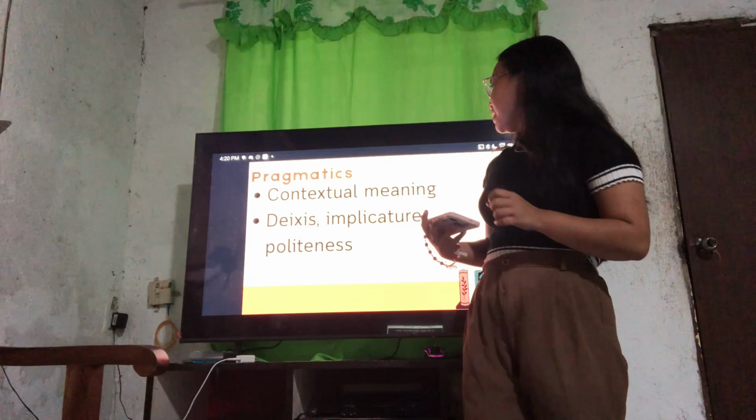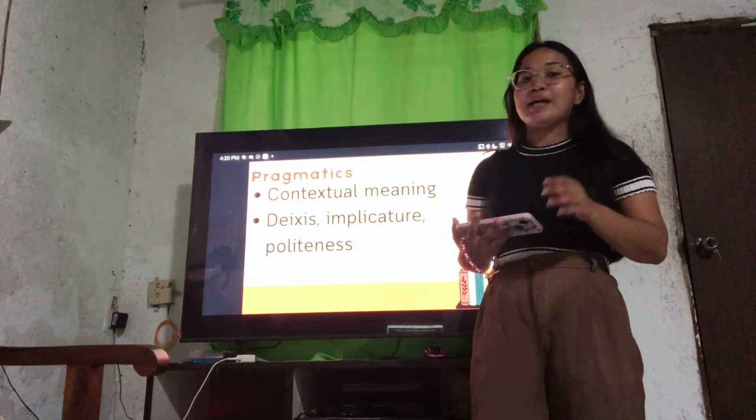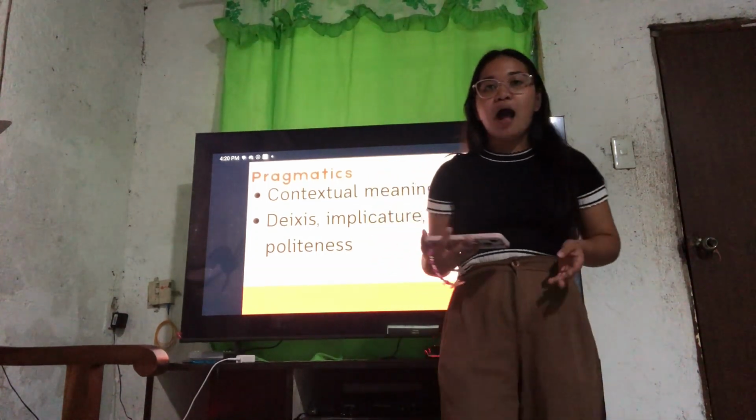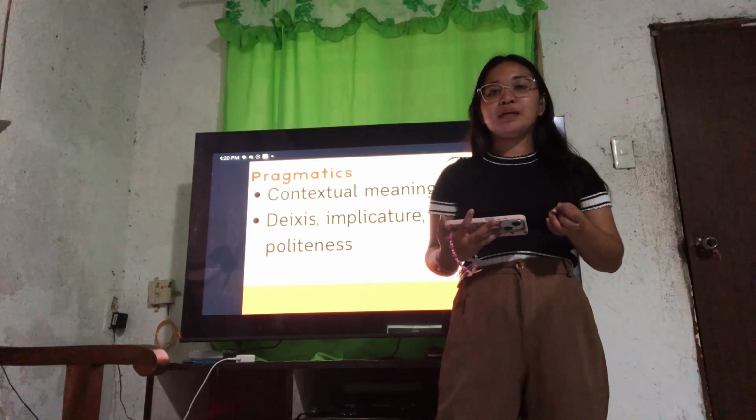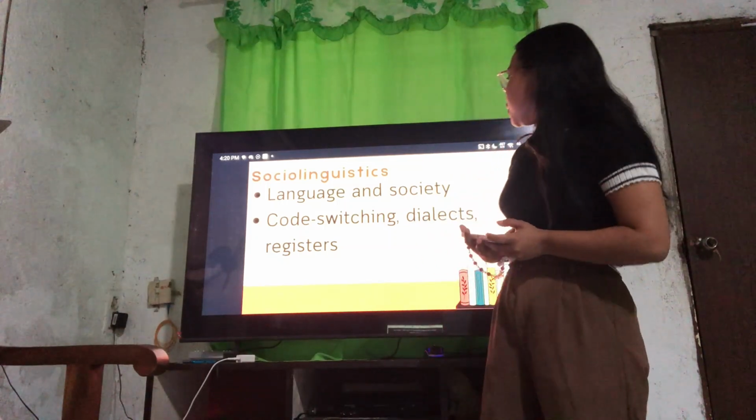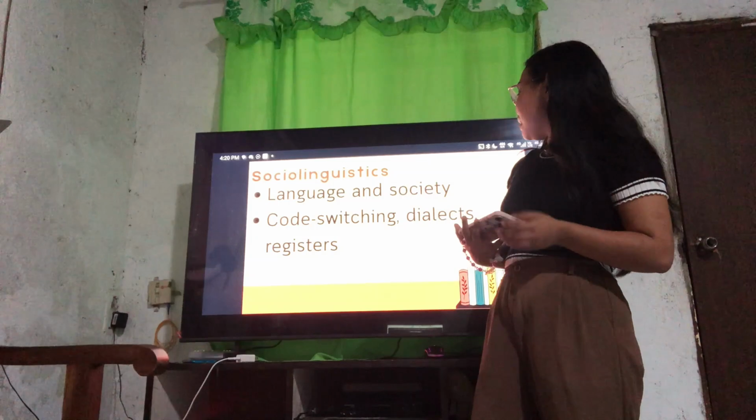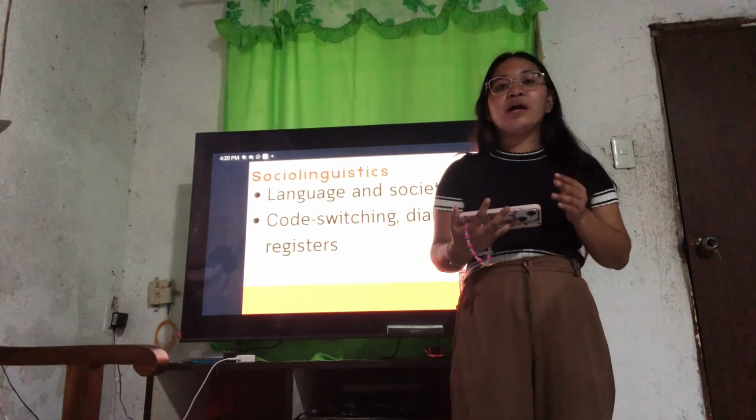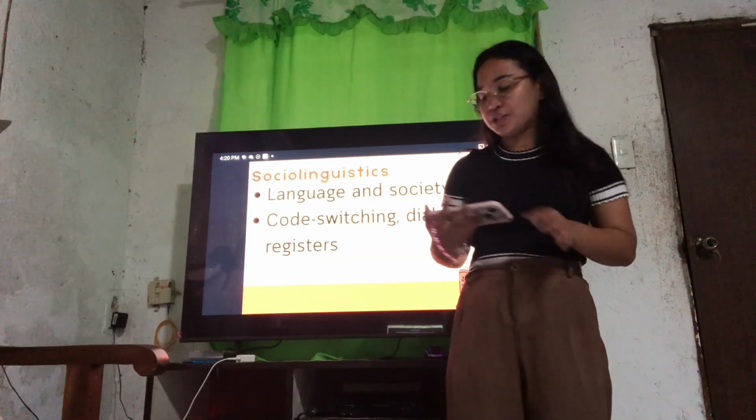Next one is pragmatics: contextual meaning, lexis, implicature, and politeness. Pragmatics discusses indirect speech acts, and why saying "it's cold in here" might mean "close the window." Next one is sociolinguistics: language and society, code switching, and dialects and registers. Sociolinguistics shows local dialects in the Philippines and how people switch between Tagalog and English.